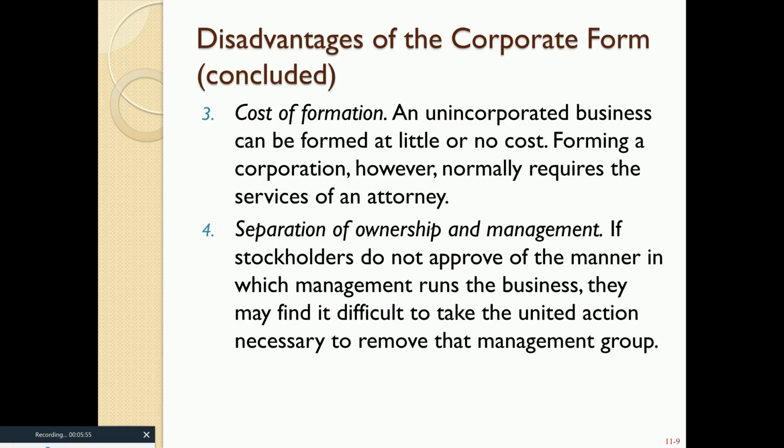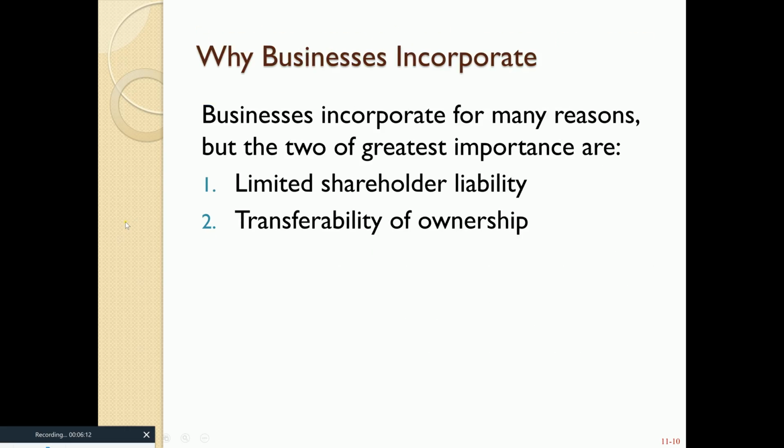Stockholders, if they don't approve in the way management is running the business, it's going to be difficult to move forward and take a united front. So this is something that at times it could be an advantage, and at times it certainly could be a big disadvantage. Okay, businesses incorporate, really the biggest reason in my opinion is that limited liability. Obviously the liability is limited to the assets of the business, and that is very, very important, especially if you're a small corporation.